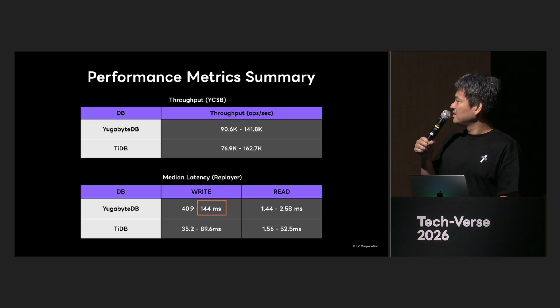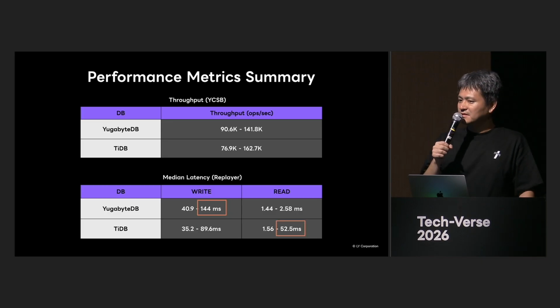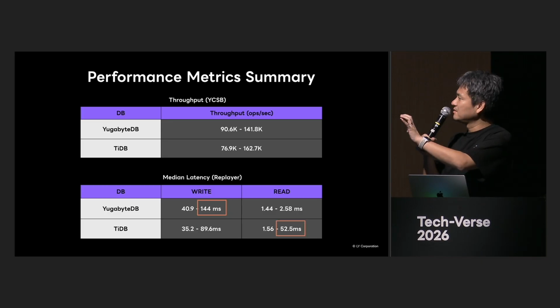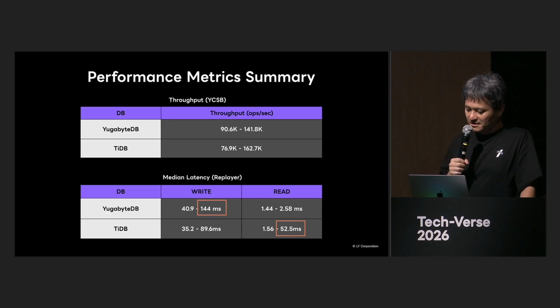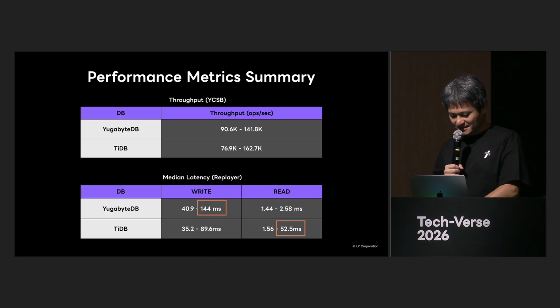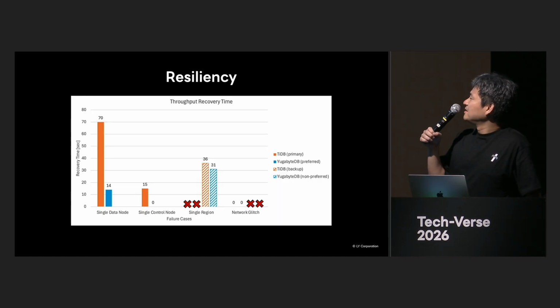YugabyteDB: writes can sometimes be quite slow. TKV was from earlier. Regarding timestamps for reads, there are times when it's tough. What should we do in response to this?